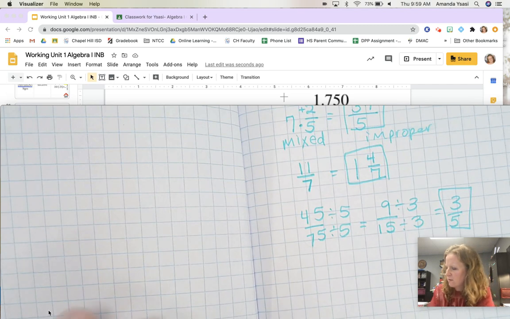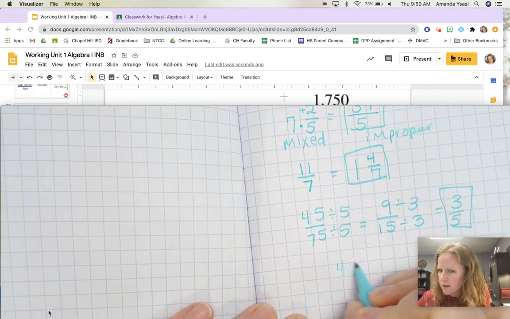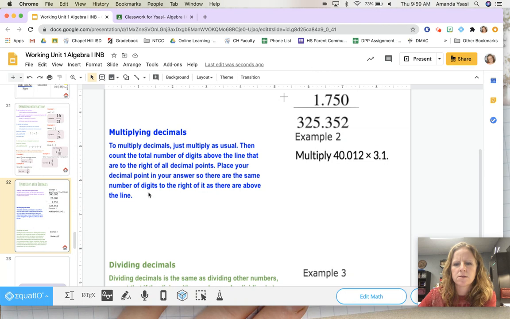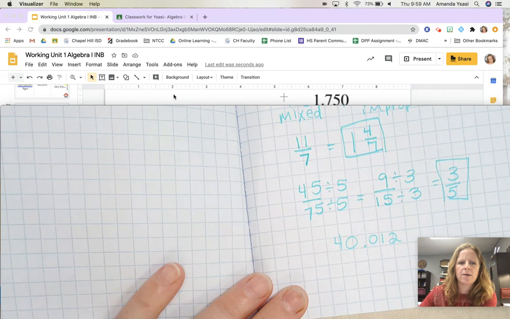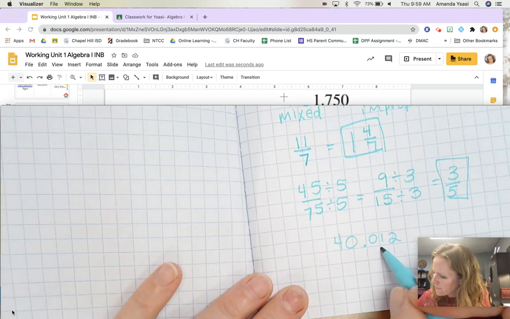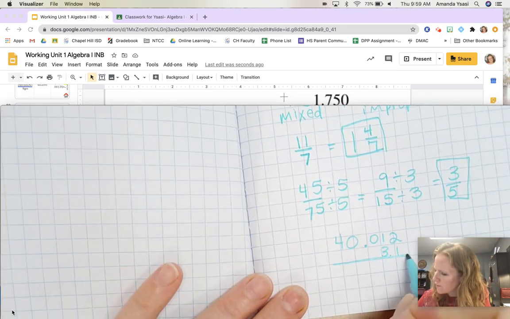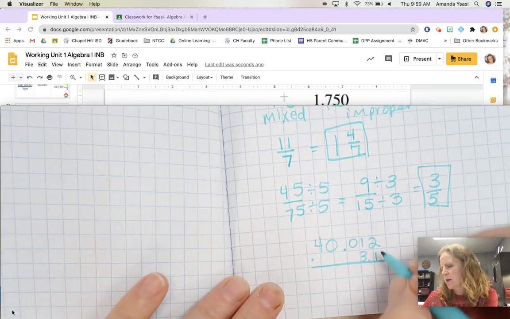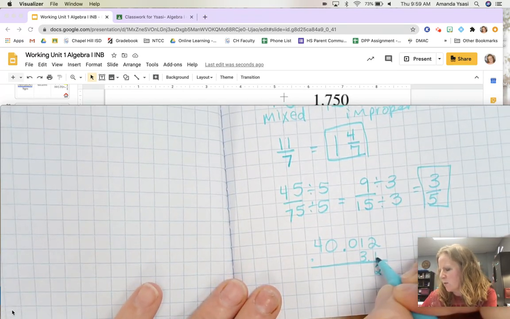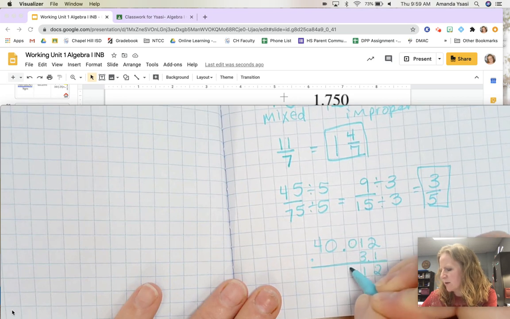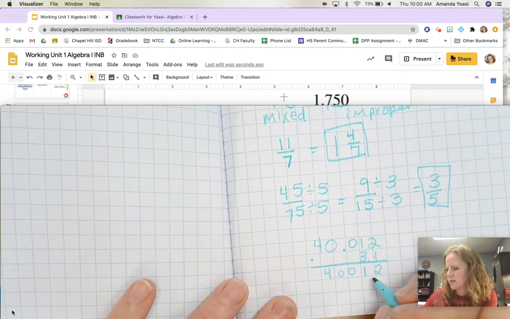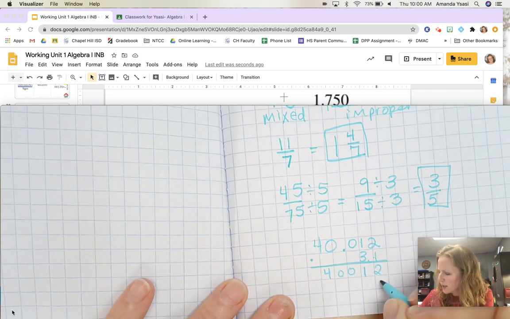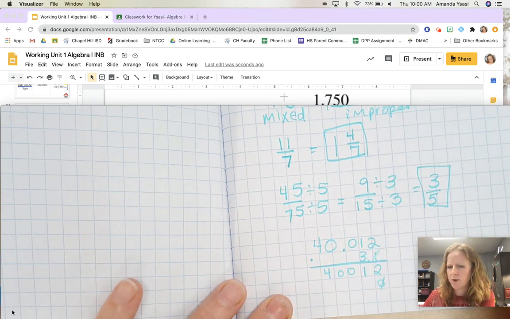So, let's see, 40.012 times 3.1. Okay, so then we multiply. 2 times 1 is 2. 1 times 1 is 1. 1 times 0 is 0. 0 times 1 is 0. 1 times 4 is 4. Graph paper is really good for multiplying decimals because you can put each digit in a box. Okay, 0 is our place value holder, so we can mark out that 1.